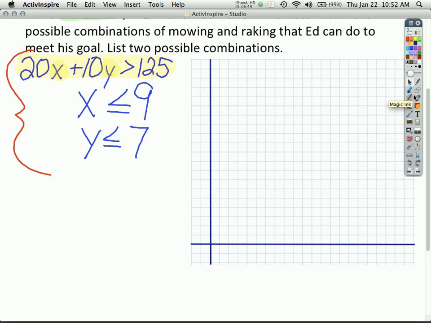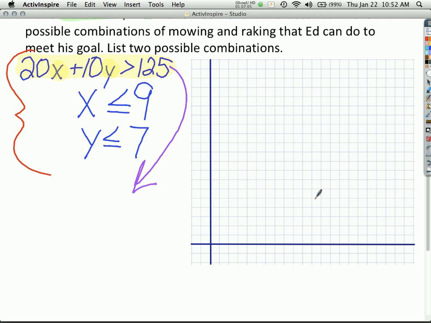But we don't know what the scale should be because the first inequality is written in a form that doesn't help us very much. So we need to rewrite this into a form that helps us graph. So before we graph and before we label the axes, we need to get that set up.